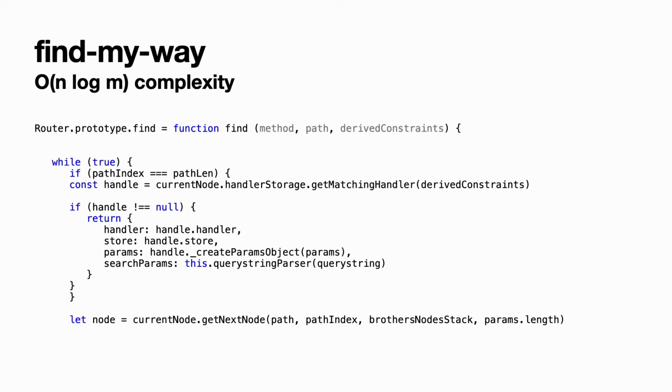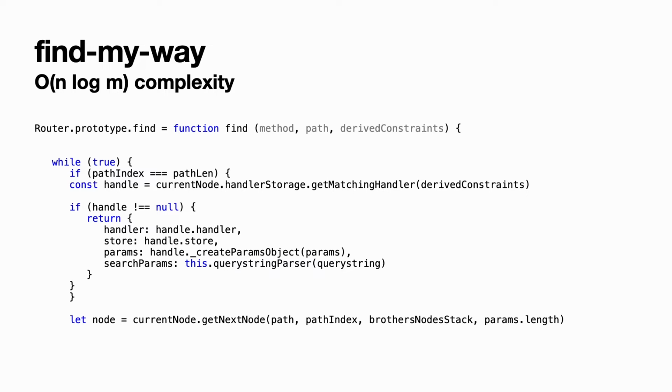Find My Way is the most interesting router that I could find. It organizes routes into a tree and does a depth first search with backtracking. This produces slightly better performance, especially when there's a lot of routes that are dissimilar to each other.